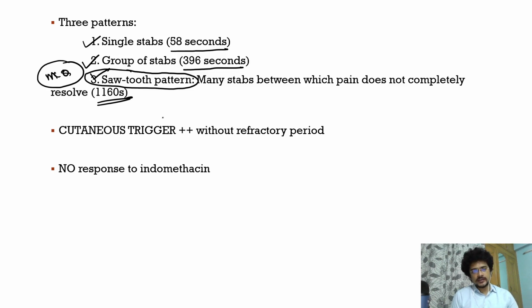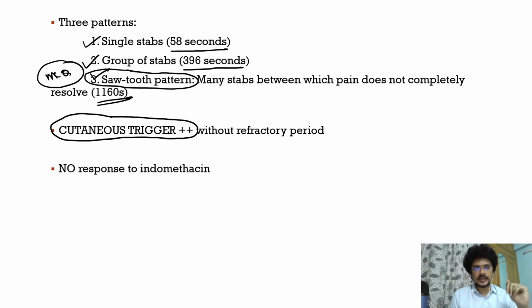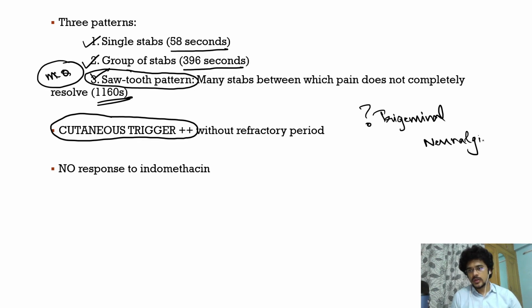Another very classical feature of SUNCT and SUNA is the presence of cutaneous triggers. So if you touch the patient's face, the patient is going to have certain cutaneous triggers of the face which will trigger the attacks of SUNCT and SUNA. So what is the other neurological condition that has cutaneous triggers? That is going to be trigeminal neuralgia. So how are we going to differentiate trigeminal neuralgia from SUNCT and SUNA?